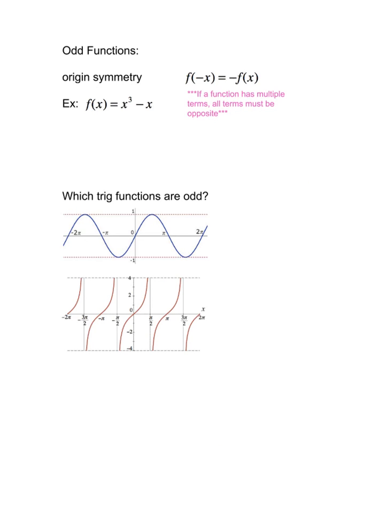All right, odd functions, they have what's called origin symmetry. That means we can rotate them 180 degrees around the origin, and they're going to look exactly the same. So this is an example of an odd function. Take a minute right now to type that into your graphing calculator to see what the graph looks like. Next thing I would do is make a quick little sketch of that in your notes.